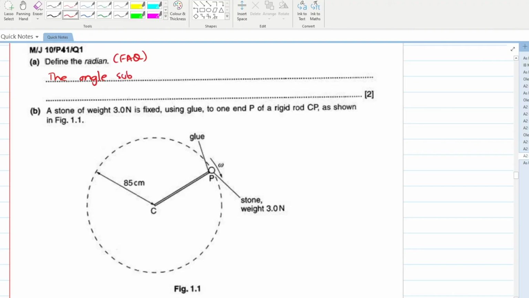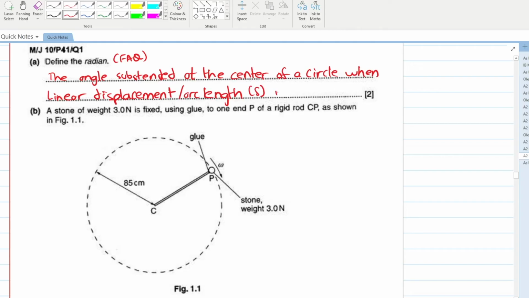The angle subtended at the center of a circle when angular displacement, or you can say when linear displacement, that is linear displacement or slash arc length. What did we represent arc length with? S. Arc length S is equal to radius. Simple as that. जब भी arc length radius के equal होगा, the angle subtended will be known as radian.